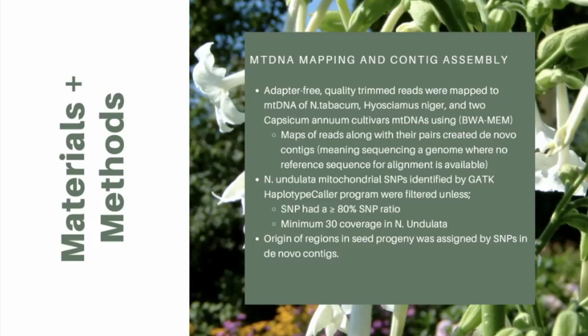And the meaning of these sequences is a genome where no reference sequence for alignment is available. The Nicotiana undulata mitochondria single nucleotide polymorphisms were identified by the GATK haplotype caller program. And these single nucleotide polymorphisms had a ratio greater than or equal to 80%, and the minimum 30 coverage in Nicotiana undulata. The origin of the regions and seed progeny were assigned by these single nucleotide polymorphisms and de novo contigs. So when you see them line up against each other, they're categorized by the number of polymorphisms they had in each of the contigs.